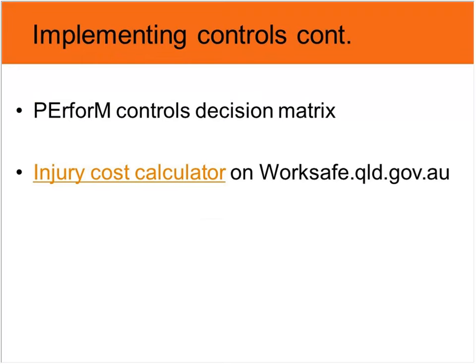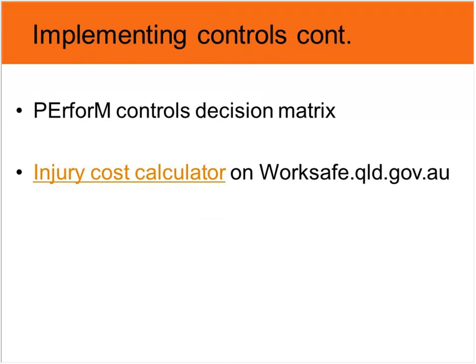We have a controls decision matrix. So if you look in the resource manual, Appendix 8, there's a template there that you can use. So you might find the work teams will come up with a lot of ideas on controls. So this could be a useful template that you can document those and then progress those ideas to management for the approval process.